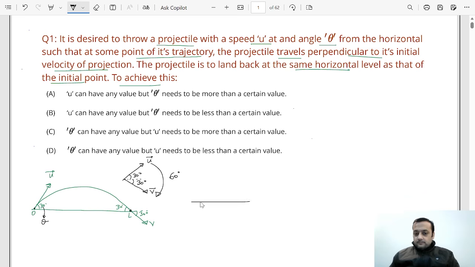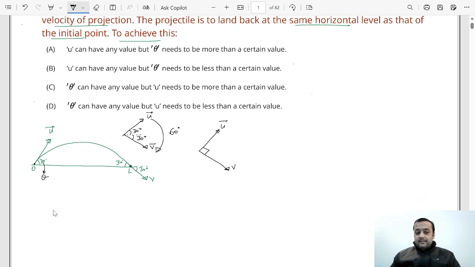Now look, if you want the velocity to become perpendicular to the initial velocity, the velocity must rotate by at least 90 degrees. If the initial velocity was like this, then you would want the velocity to become like this, such that this angle is 90. That means 2 theta should be at least 90, so theta should be at least 45. Then at the point of landing, the velocity would have turned through an angle of 90.